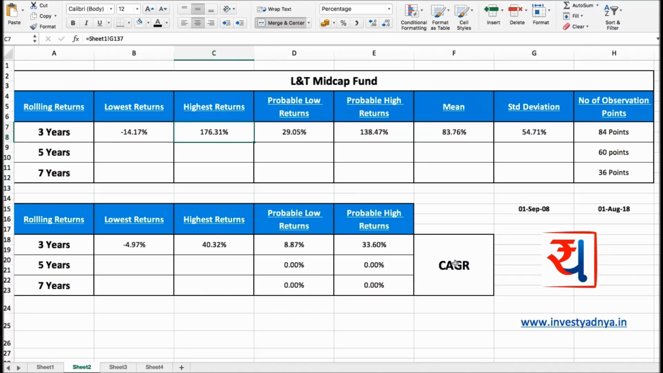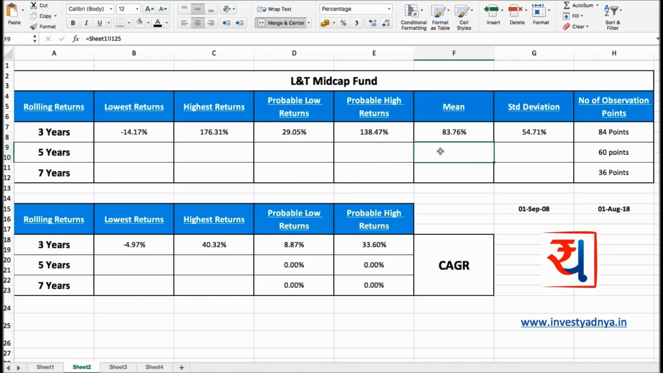So you can see the range is quite big. Almost 25% difference between probable low returns and probable high returns. This is the main reason why we suggest people not to look at mid-cap funds for a 3-year horizon, because the volatility could be very high.